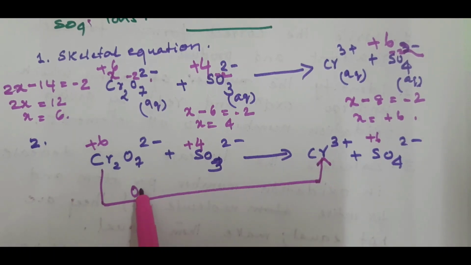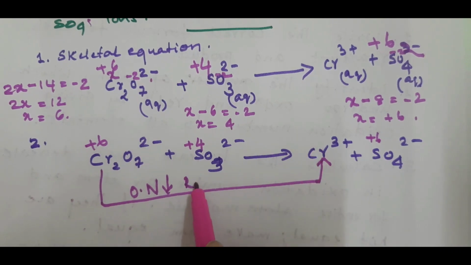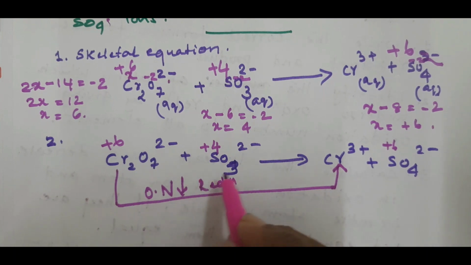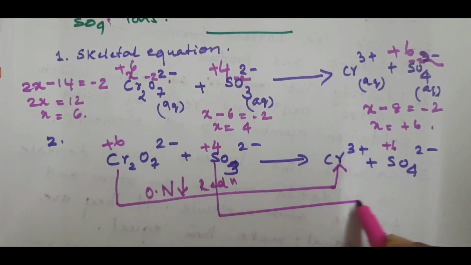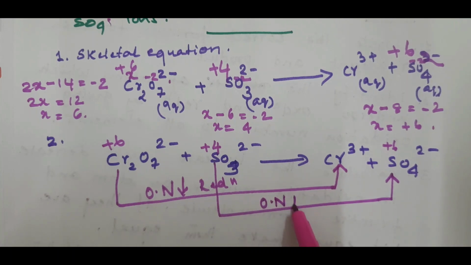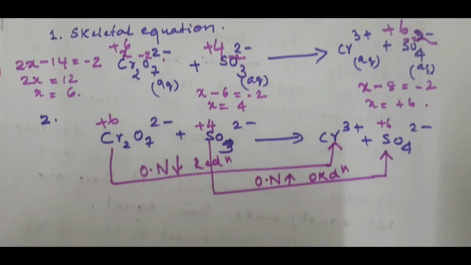Chromium, the oxidation number is decreasing, that is plus 6 to plus 3. So it is reduction, isn't it? It is reduction. What about sulfur? Sulfur, you see, plus 4 to plus 6. So the oxidation number is increasing, so it is oxidation. Clear? Okay. Now what you have to do is the third step.